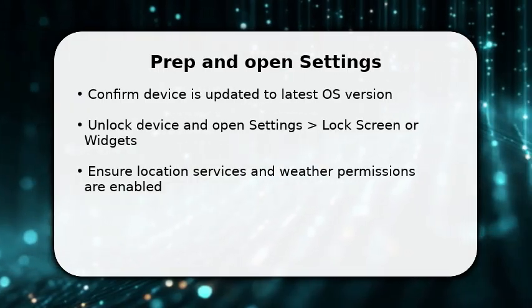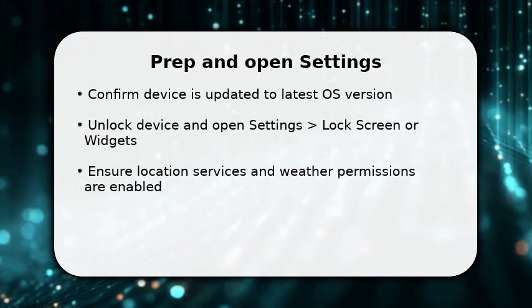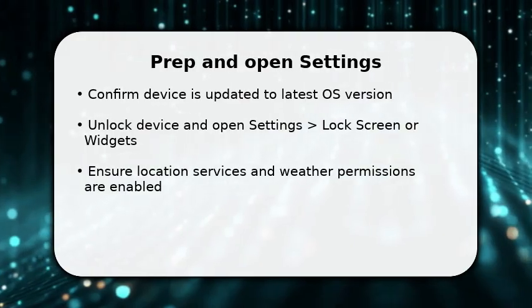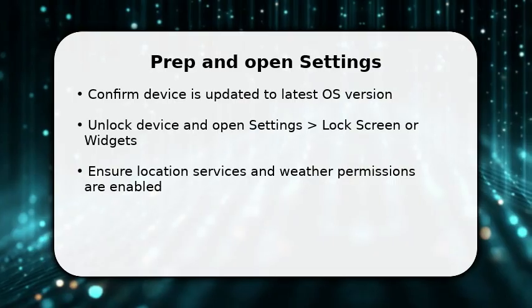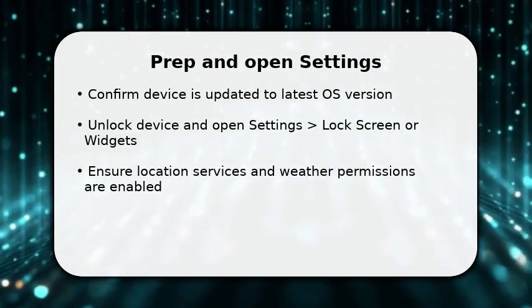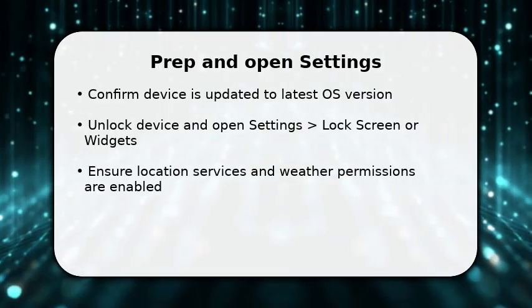Make sure location and weather permissions are allowed because the widget needs both to show accurate data. If you use a passcode, have it ready. You may need to authenticate when changing lock screen widgets. Once done, tap the field for adding or editing widgets and prepare to select the weather option.